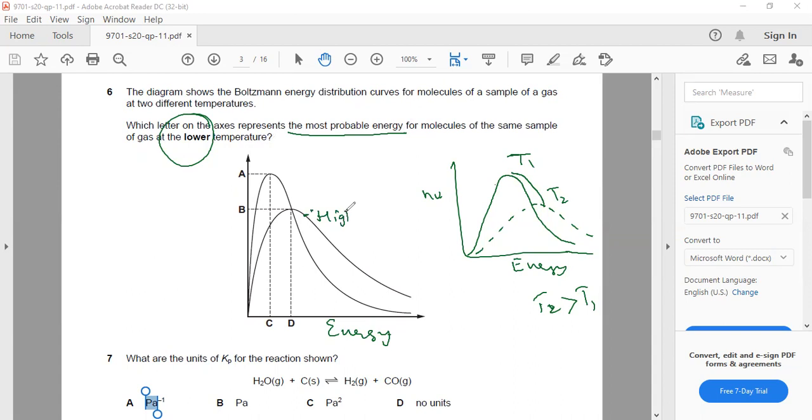Higher. This is lower temperature. A is number of molecules. So C is the answer because of the energy at lower temperature. Okay.